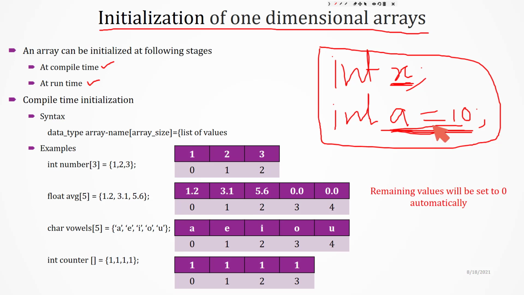During the translation itself, the variable knows its value. Some value will be stored in that variable. Here x will not contain any predictable value; it will contain some garbage value. So this is called compile time initialization. Similarly, we can initialize arrays also. At compile time, we can initialize arrays also.